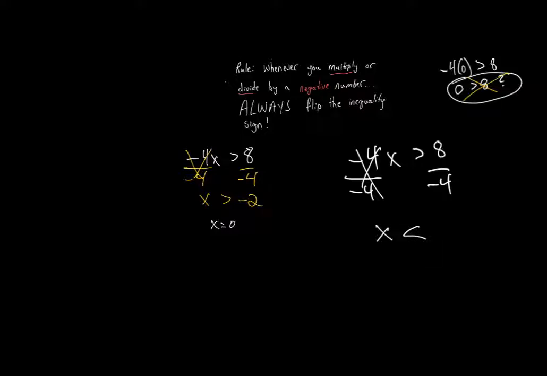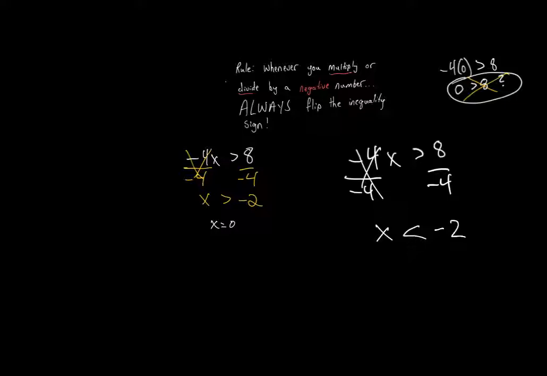Okay, do you see what I've done? I've taken this greater than sign and switched it to a less than sign. Now I solve. 8 divided by a negative 4 is still a negative 2. But notice how my answer this time is x has to be less than negative 2.